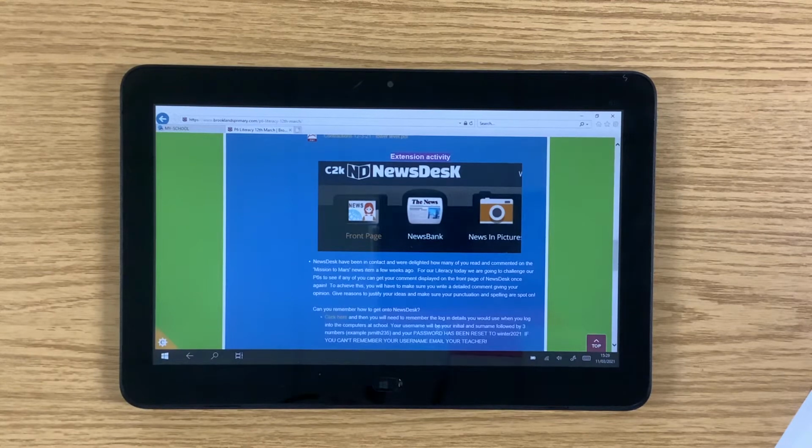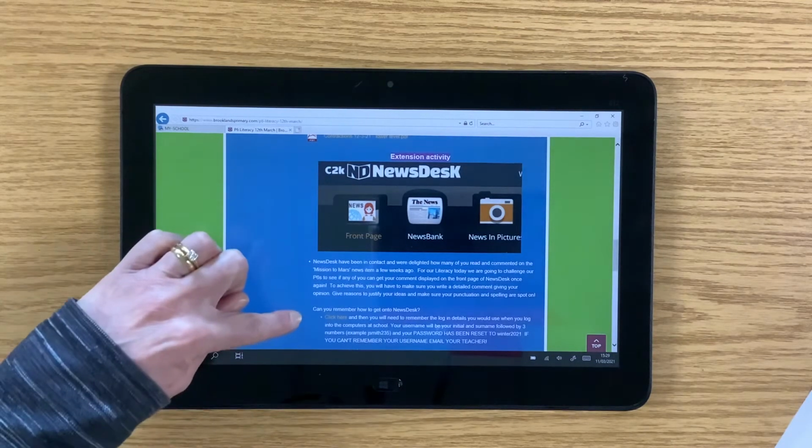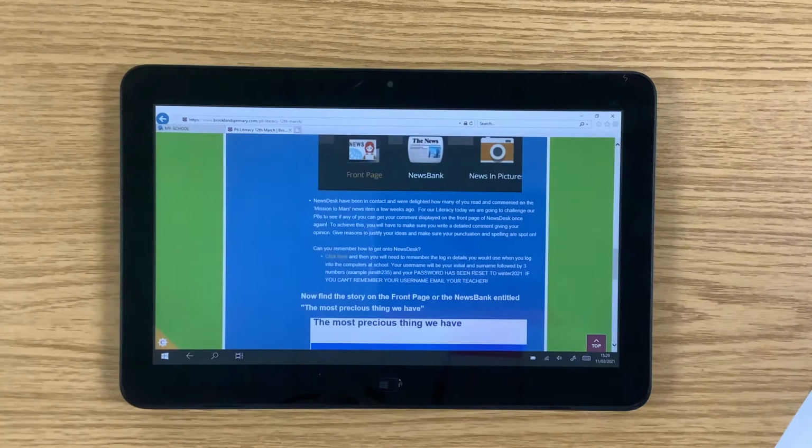So today we would love you to head back to Newsdesk and write a comment about at least one story today. Now, the link to get onto Newsdesk is on the webpage. Click on it. You'll then need to use your username and your password that you would normally use in school. Now, your username is your first initial and your surname, and then there are 3 digits after it. If you can't remember what your username is, email your teacher.